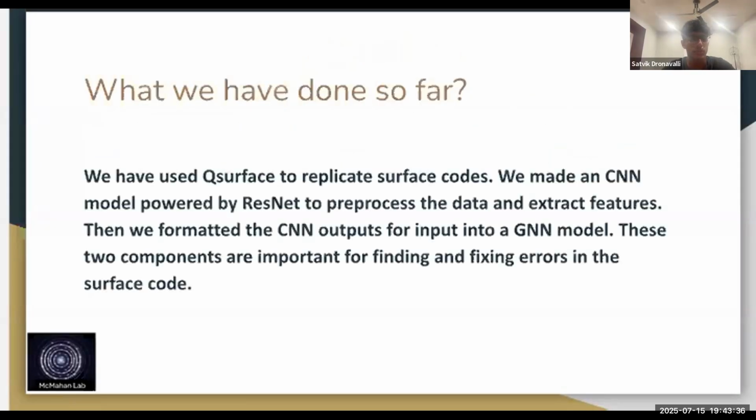Yeah, so currently, as for what we've done so far, we use the QSurface Python module to replicate the surface codes and visualize them, which will make it easier for us to develop our models. So we made the CNN model powered by ResNet to pre-process the data and extract the features, which are the patterns that we're looking for in CNN, pretty much. And then we've currently formatted the CNN outputs so they're ready for the next part of our solution, which is the GNN, which makes the predictions on what the initial values were based on the errors. Those two components are really important for finding and fixing errors in the surface code.